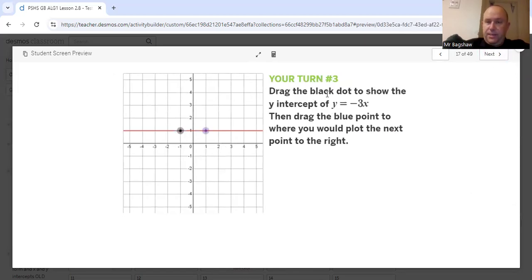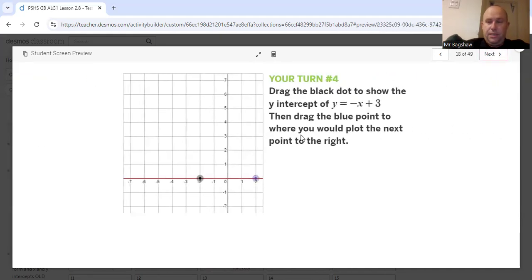Y equals -3x. There's nothing at the end here, so I know that means the y-intercept is 0. And then as I'm doing the slope, as it's just a single number, I would want to put this over 1. So I will go down 3, and then across 1. Remembering, you can check all of these in Desmos as well if you're not sure.